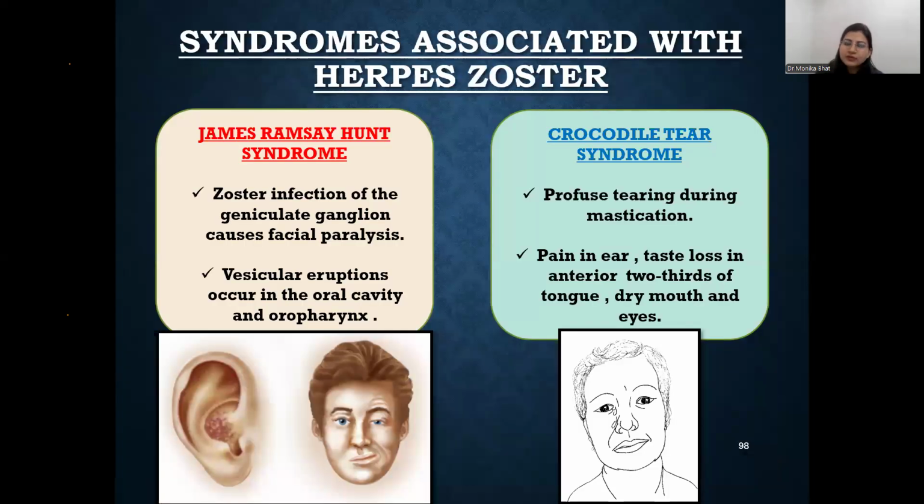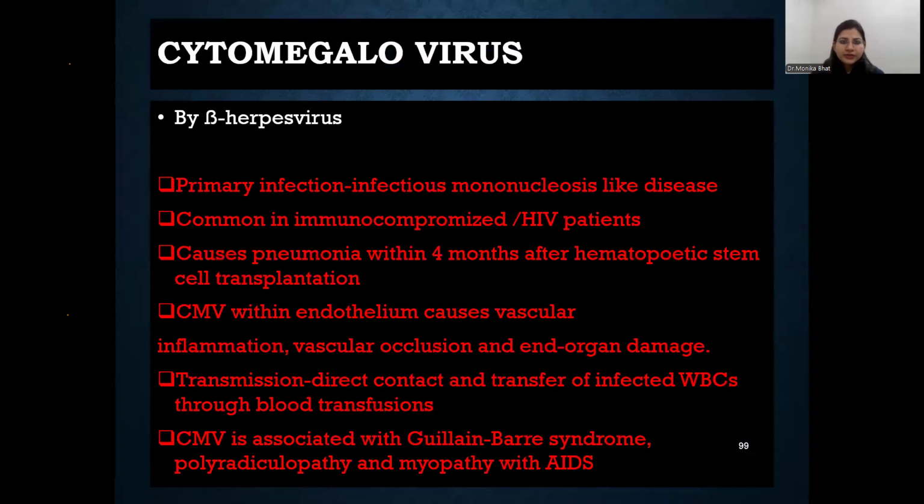The syndromes associated with herpes zoster are the Ramsay-Hunt syndrome and the crocodile syndrome. Then we have the cytomegalovirus infection. These are the primary infection, the infectious mononucleosis-like diseases seen in immunocompromised patients. This is associated with Guillain-Barré syndrome and myopathy with AIDS. This is mostly seen in patients today, in the Pune cases that are coming.